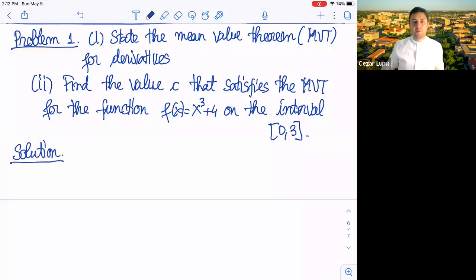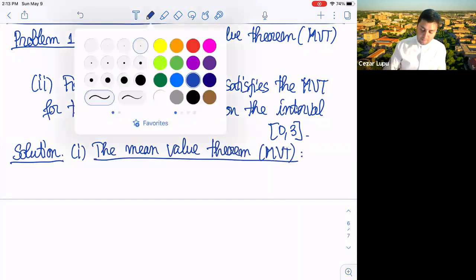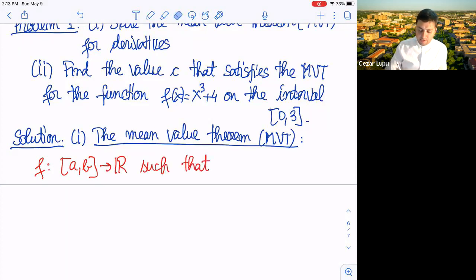Let's see. So, let's start with the mean value theorem first. Let's recall the mean value theorem. So the mean value theorem says the following. Let me write this in red. So it says that I have a function, let's say defined on an interval AB, real valued function, such that F satisfies the following conditions.